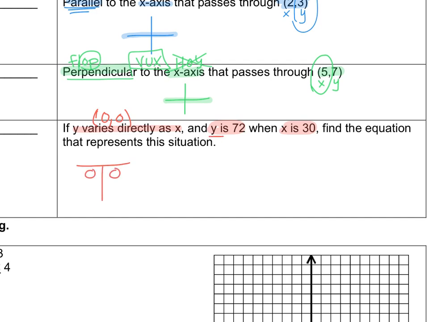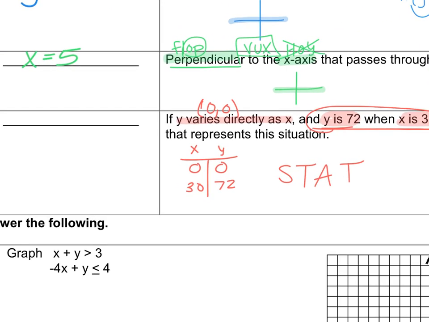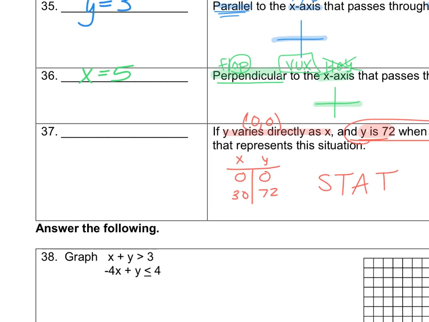Then I've also got an x and a y value that are going together. So y is 72, so it goes in the y part. And then x is 30, so I have the point 30, 72. So I'm going to take that, put that in stat to find that equation. So when I put that in my calculator and I find stat, I already know that I should have nothing on the end, and I end up with that equation of y equals 12/5 x when I go through stat.